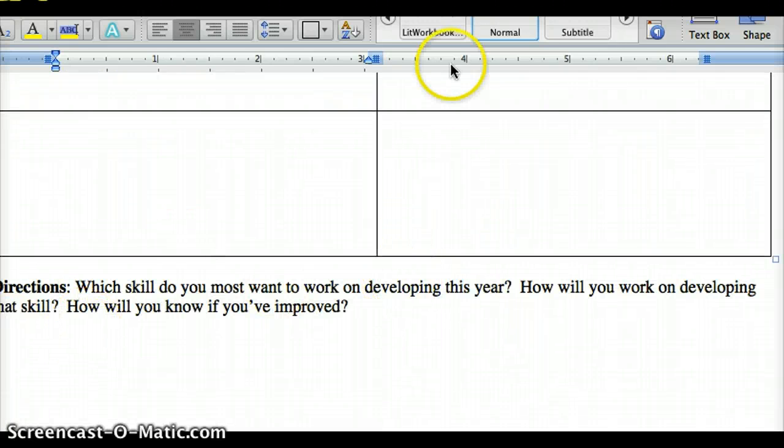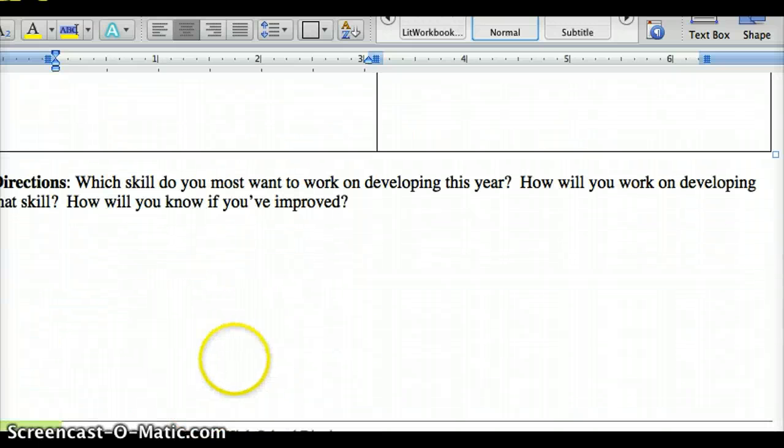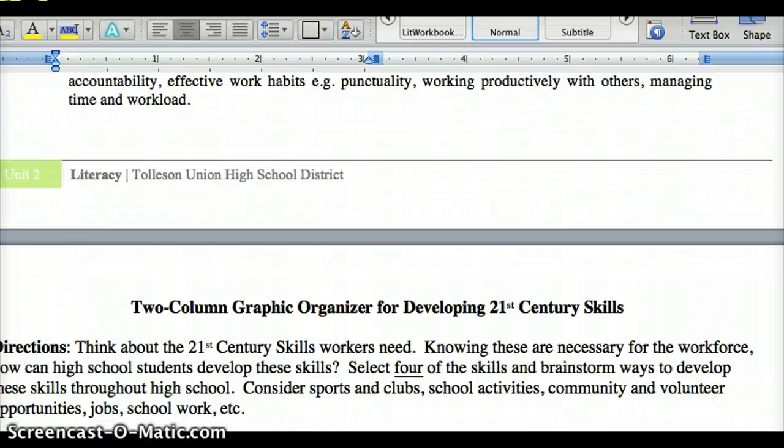And then at the bottom, and this is individual, so each person's going to have different ideas. And then down here, which skill do you most want to work on developing this year, and how are you going to do that? So that's kind of the individual output for that.